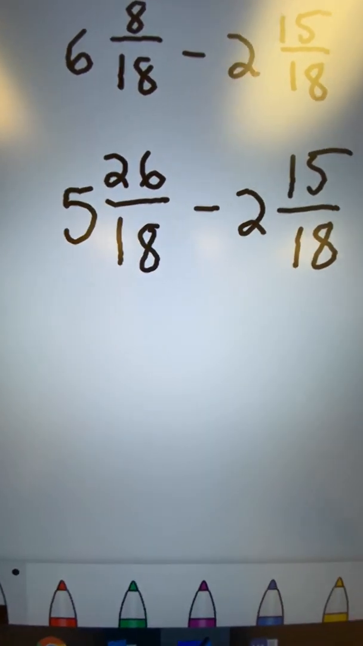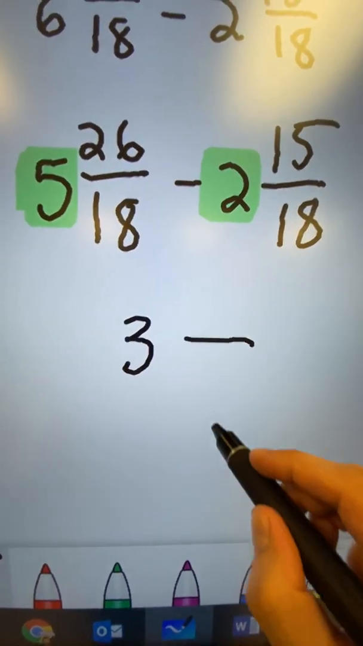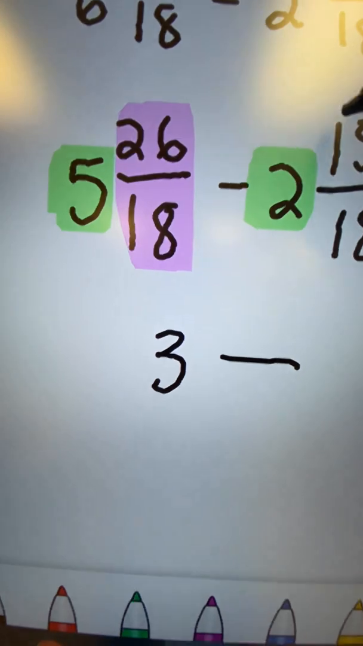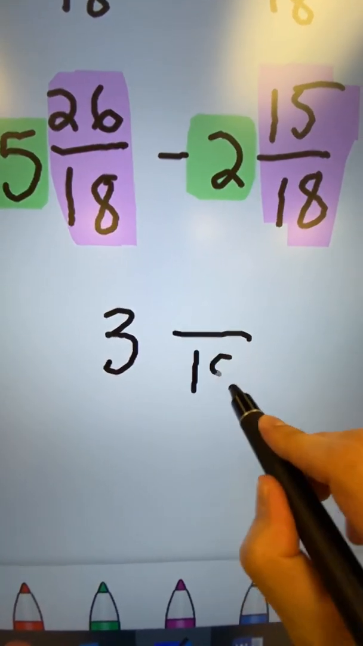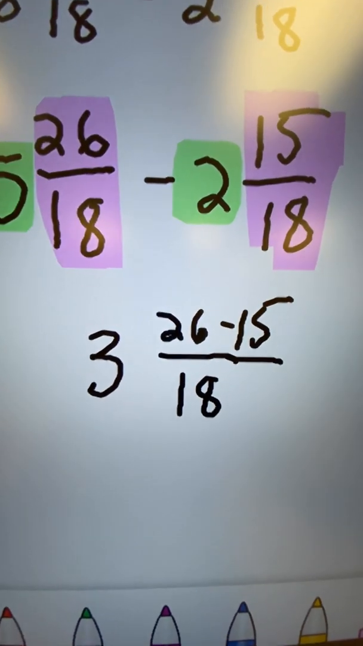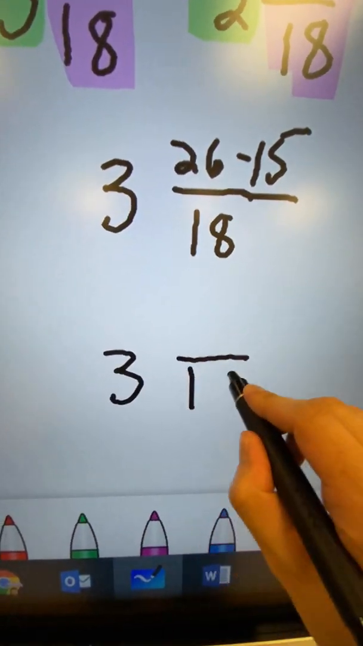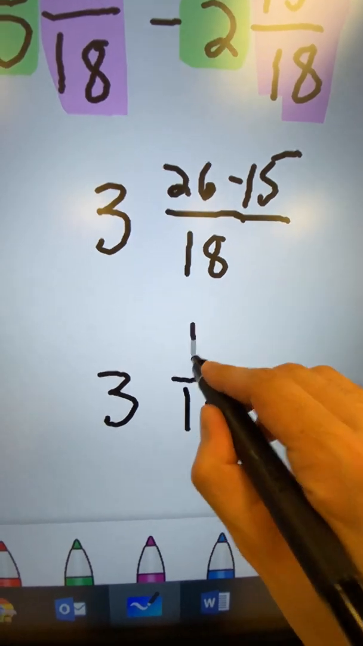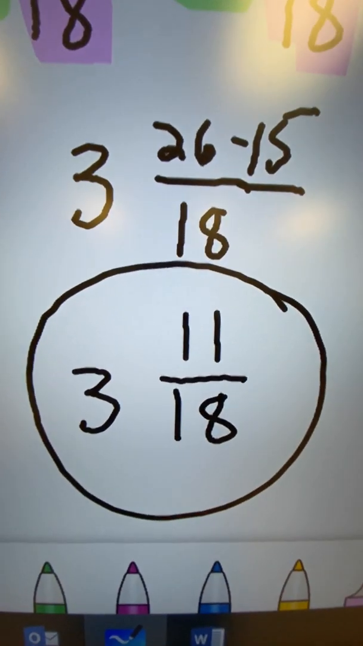So next I will subtract the whole amounts. 5 minus 2 is 3. And then next, I will subtract the fractions, right, over the same denominator. So since they have the same denominator, I could do 26 minus 15 over the same denominator. And then we're going to get 3, and 26 minus 15 will give me 11/18. So that'll be my final answer there.